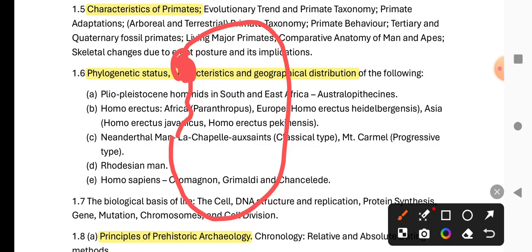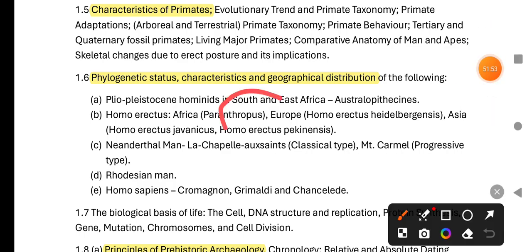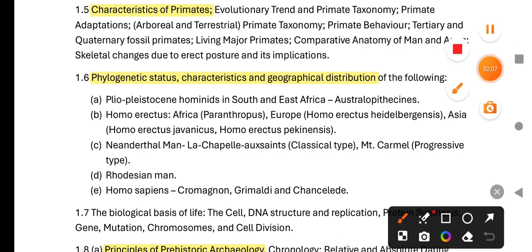The mastoid process and the foramen magnum: this is the foramen magnum, where the cavity is located. The foramen magnum is placed forward. And the teeth are particularly small, with a parabolic arcade. So this is very important.